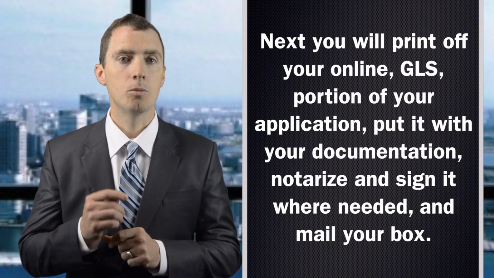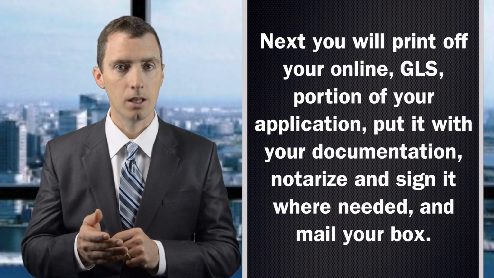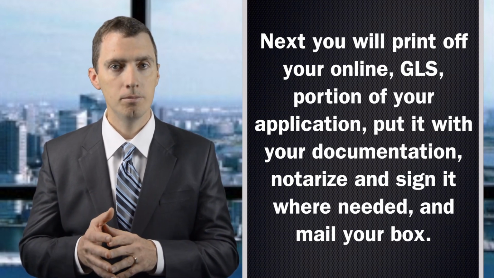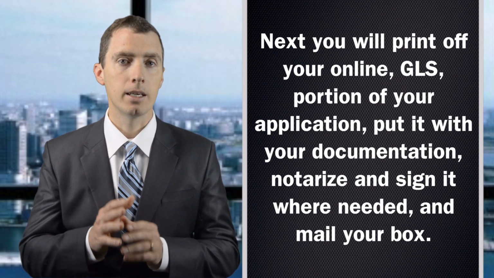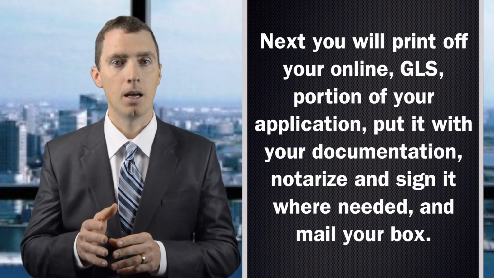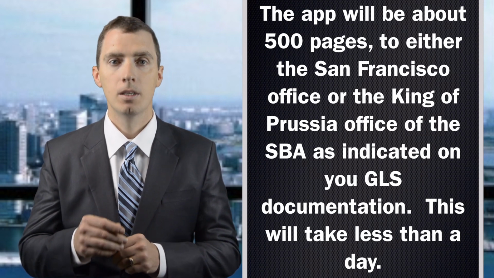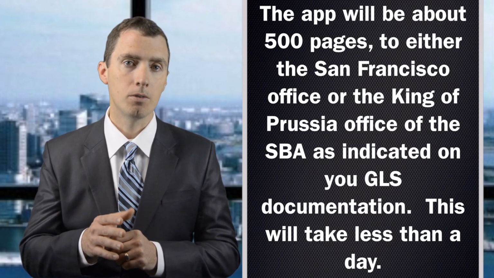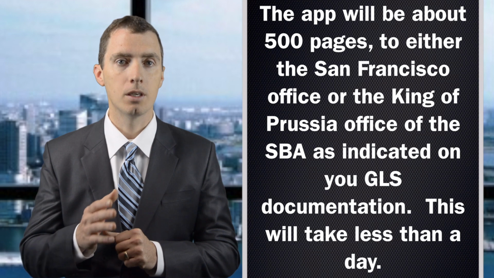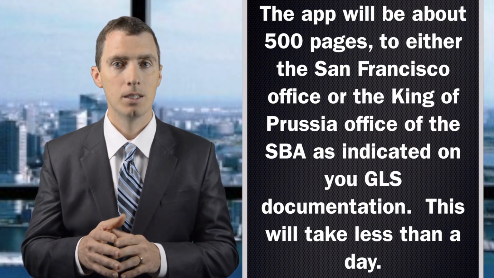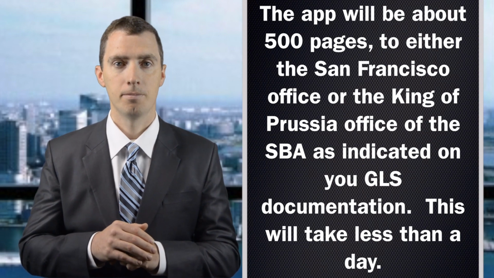6. Next, you will print off your online GLS portion of your application, put it with your documentation, notarize and sign it where needed, and mail your box. The application will be about 500 pages, to either the San Francisco office or the King of Prussia office of the SBA, as indicated on the GLS documentation. This will take less than a day.